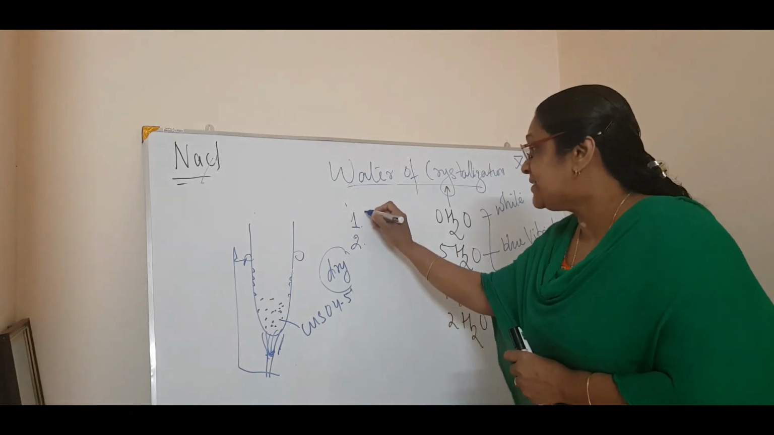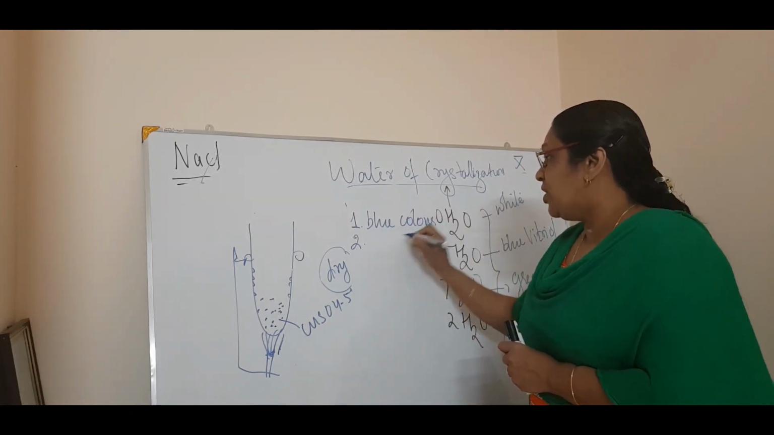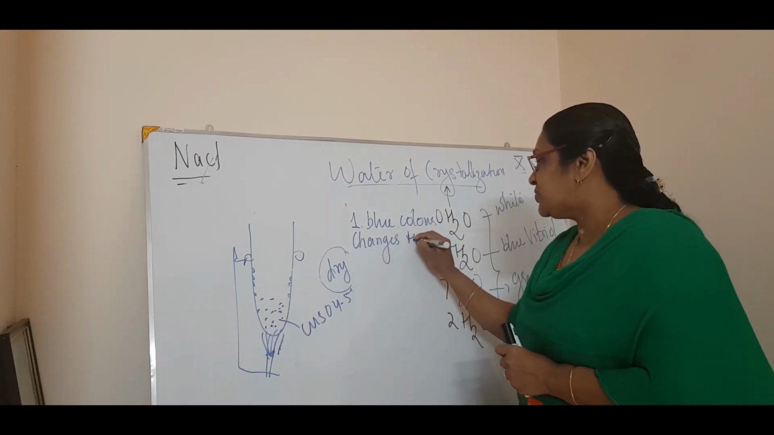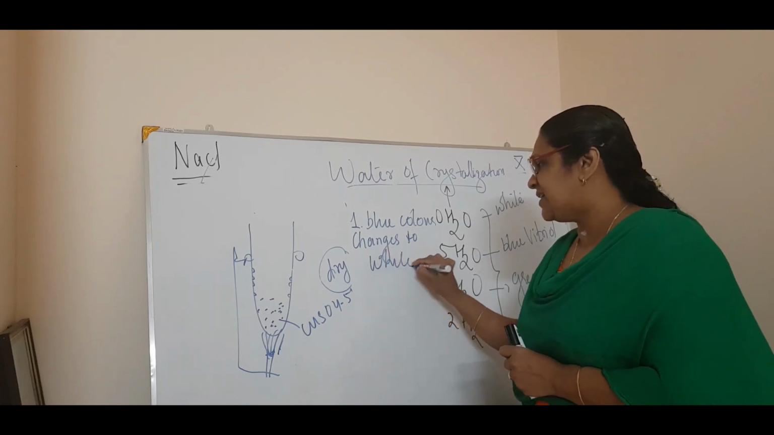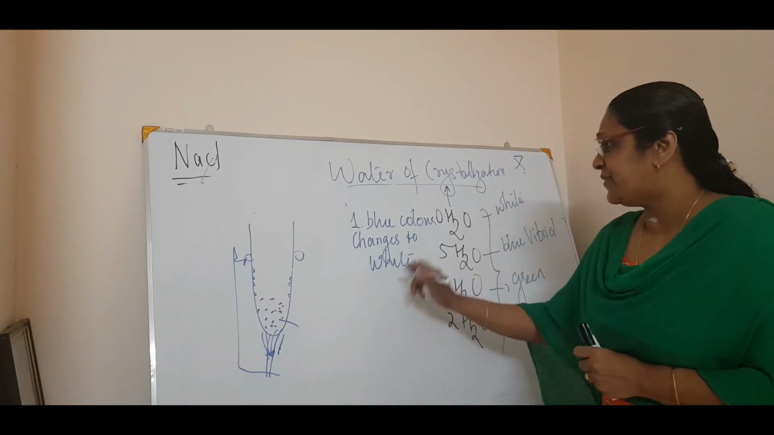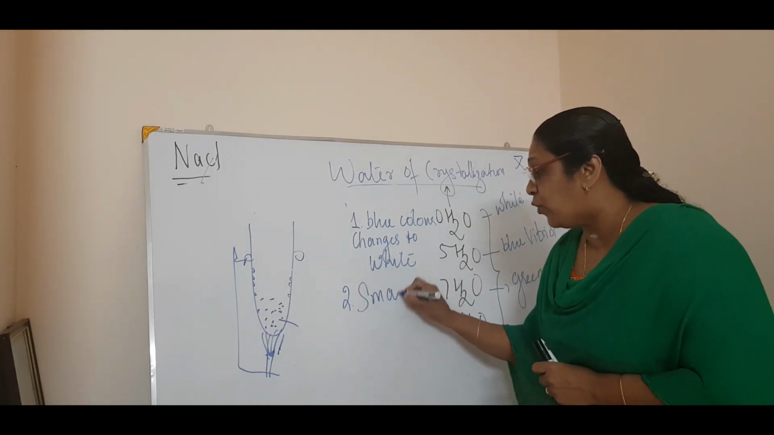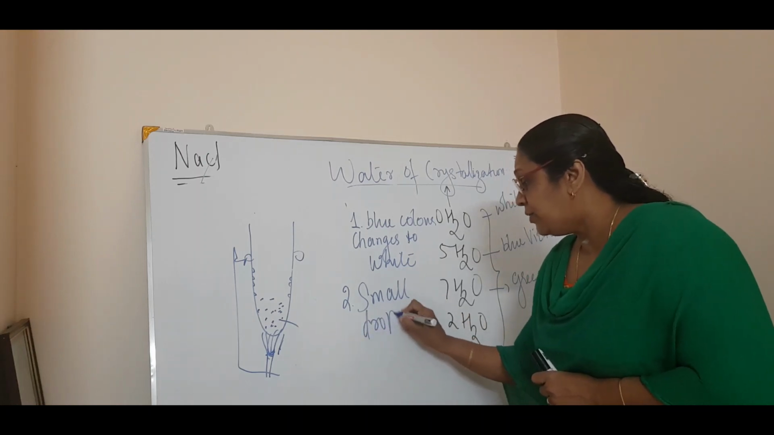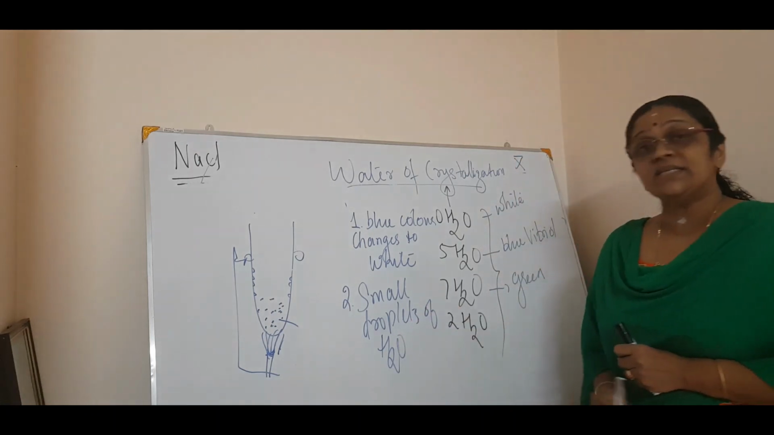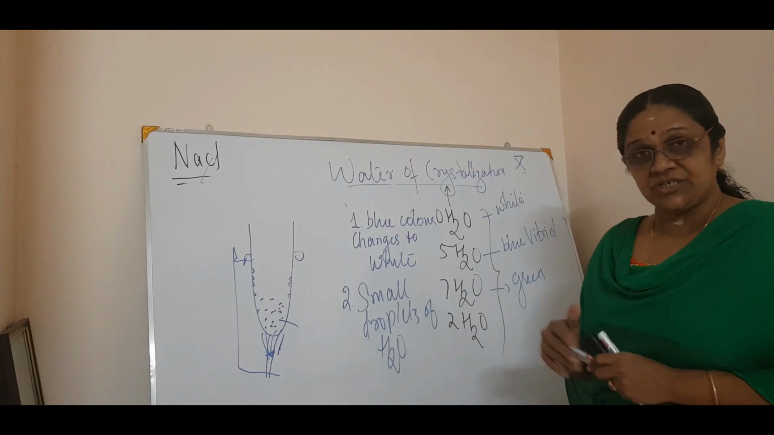2 observations. One is that what is it? Blue color. The first observation is blue color changes to white. Okay, changes to white, or you can say in chemistry colorless. That's also right. Okay, both are right. Colorless or white. That is the first observation. What is the second observation? Small droplets of water. You see, small droplets of water are seen in the sides of the test tube. Okay, so these are the 2 observations.